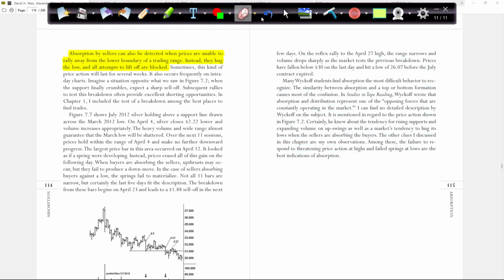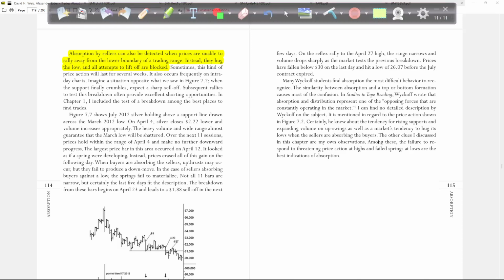Okay, so let's mark it down here. Many variables and the similarity between absorption and top or bottom formation cause most of the confusion. Wyckoff wrote in his Studies in Tape Reading that absorption and distribution represent one of the opposing forces that are constantly operating in the market.